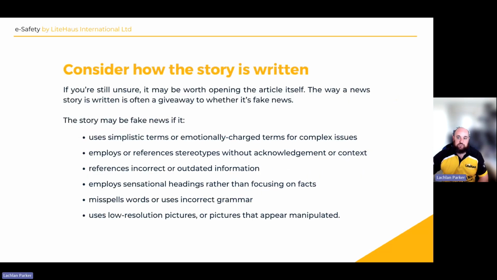So consider how the story is written is another one we talk about here. If you're still unsure, it may be worth opening the article itself and checking it. Is it using simplistic terms or is it emotionally charged? Does it have stereotypes? Does it not acknowledge or bring context to what it's talking about? Is it incorrect or outdated information because the information looks better for what they want, but it hasn't actually been updated? Is it misspelling? Is it bad grammar? Is it low resolution pictures? Is it being manipulated? So these are the things we need to check for when we read stories and information.